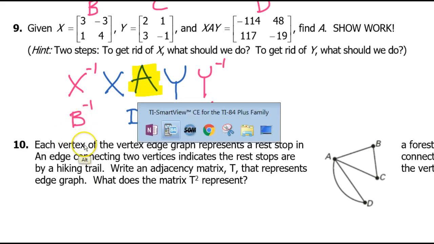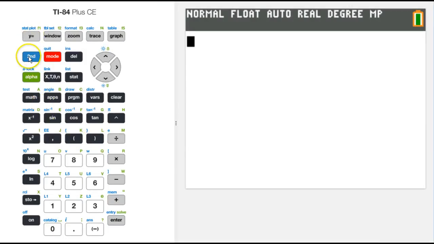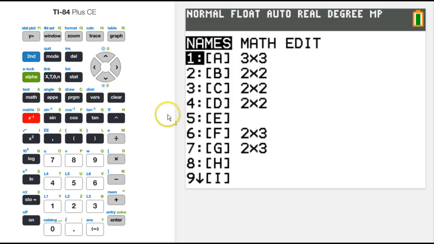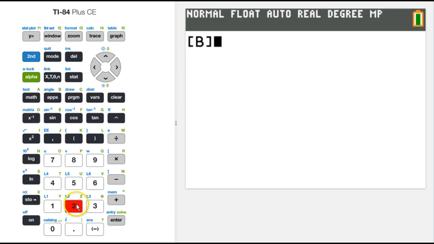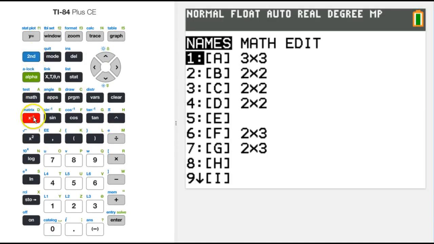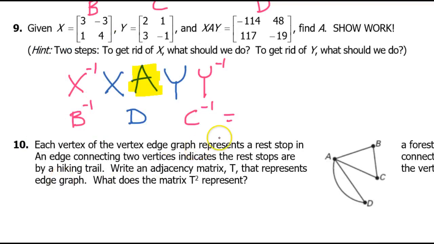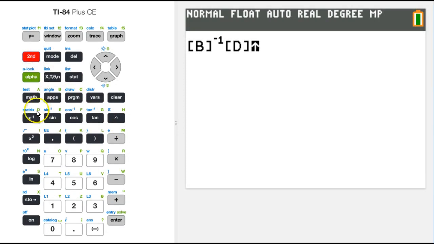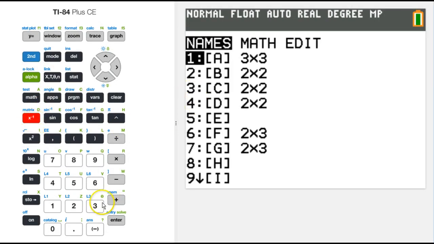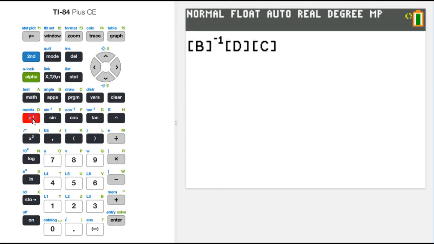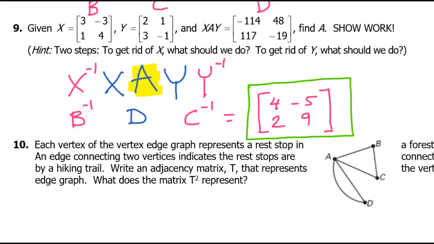Okay, so I need B inverse. So I can just go second matrix, and I need B. I want B inverse. I'll press negative 1 on it. Next I want matrix D. So I'll go second matrix, and there's matrix D. And next I want C inverse. So I'll go second matrix and number 3. So now I've got C inverse. So kabam! So this should be the final answer.